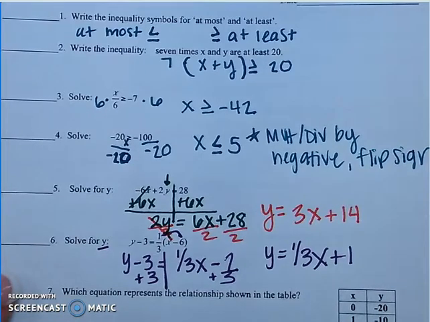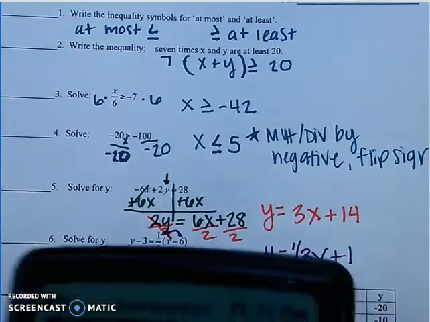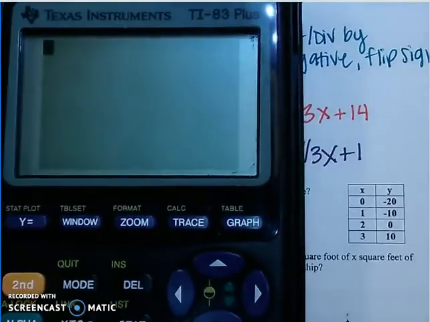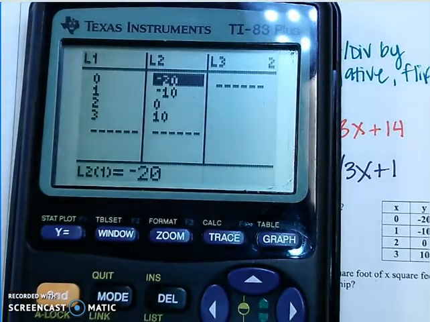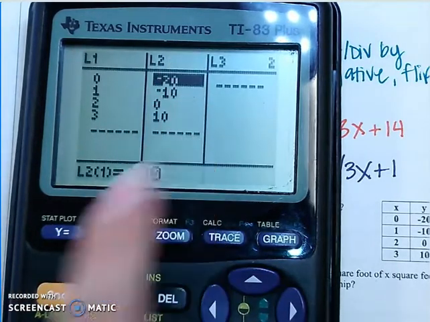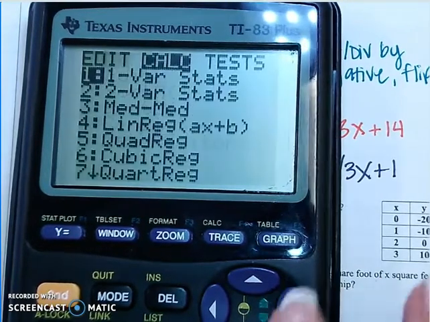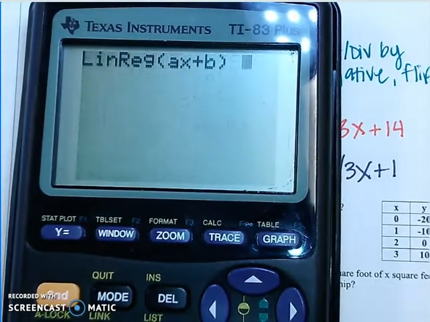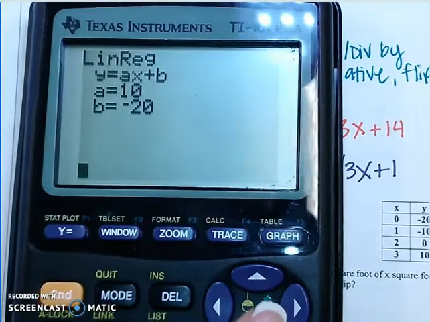In number 7, which equation represents the relationship shown in the table? We are going to, in your calculator, go into Stat and Edit. Go ahead and plug in your numbers. The x's go into L1, the y's go into L2, and then you're going to Stat, over to Calc, and number 4. And you need to plug in for A and B.